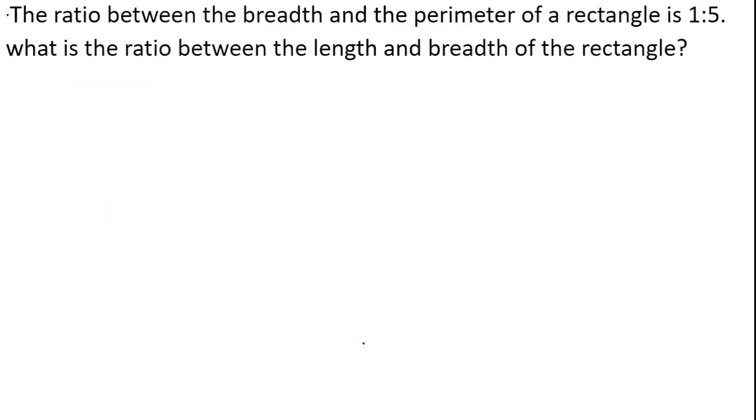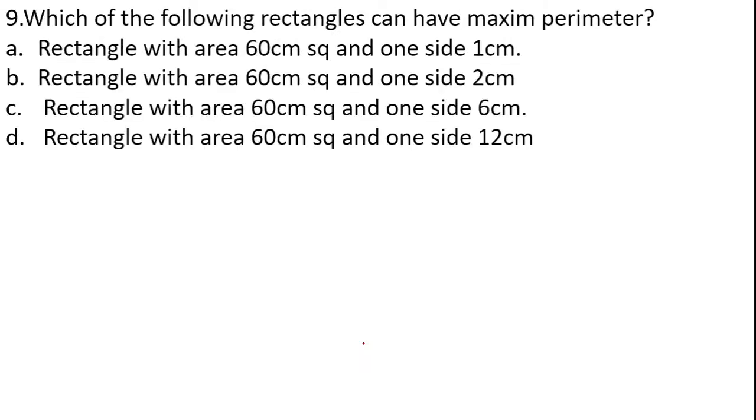So moving on to the next question. Try to solve this question now. I'll help you with this again. The ratio between the breadth and the perimeter of a rectangle has been given to us, that is 1:5. What is the ratio between the length and the breadth of the rectangle? This is the question you have to solve as homework, again based on the rectangle. You have to solve this question and let me know in the comment section what your answer is.